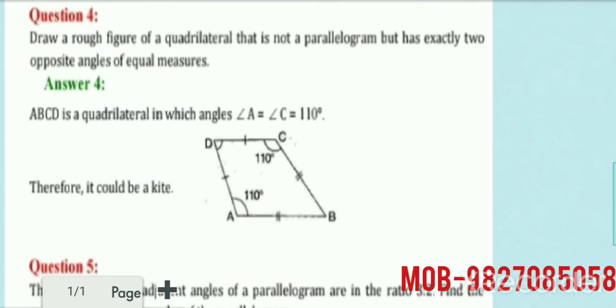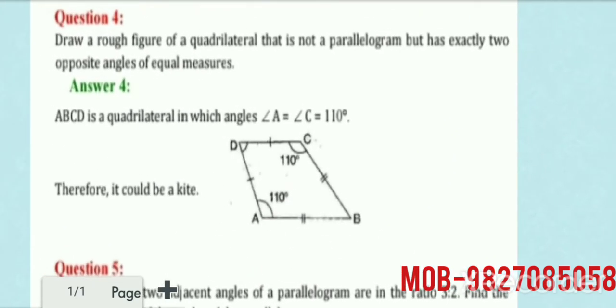Now question number 4. Draw a rough figure of a quadrilateral that is not a parallelogram but has two opposite angles of equal measure. So suppose we are taking angles A and C as 110, and therefore it could be a kite. What kind of figure will this become? We will draw it this way. So this figure will become like a kite. Okay.